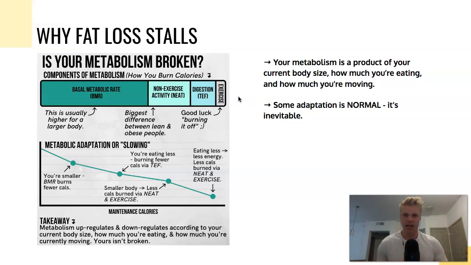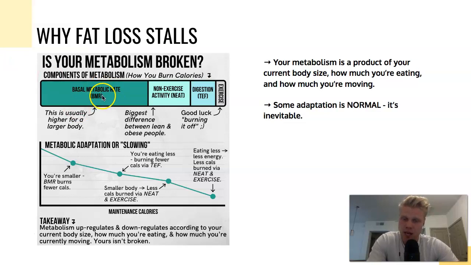So this is metabolic adaptation. Your metabolism is basically a product of your current body size, how much you're eating, and how much you are moving. So these are the components of your metabolism. These are how you burn calories. So like we talked about, fat loss comes down to, at the most simplest level, the most foundational level, calories in, calories out. If calories in are less than calories out, you're going to lose fat. Of course, again, we can make it more complex than that, but that's the most foundational principle we need to never forget to account for if you want to be successful with your diet.